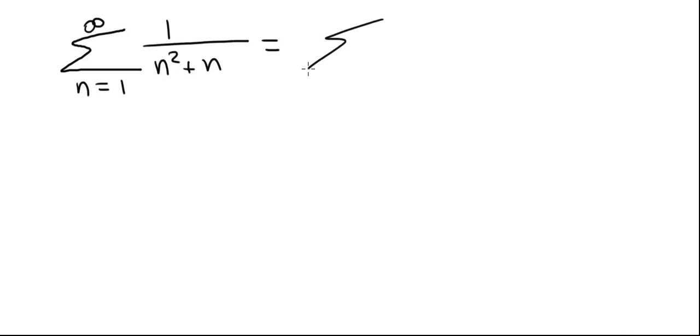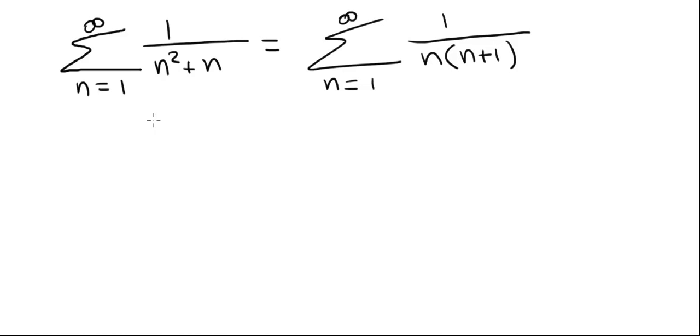We want to determine if the series summation from 1 to infinity of 1 divided by n squared plus n converges or diverges. And if it converges, we want to see if we can find its sum. So let's rewrite the series in the following way. This is a summation from 1 to infinity of 1 divided by n times n plus 1. So first let's expand the series.